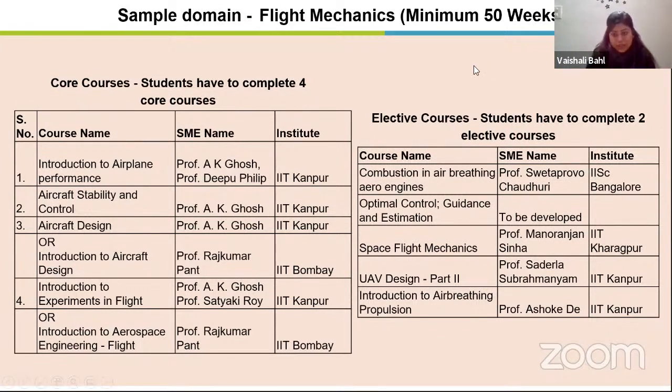Along with this, there are 2 elective courses, which are on your screen as well. Based on their choice, they can select any 2 elective courses. The criteria is the same. They have to obtain more than 60% if they want the domain certificate, and within the time limit of 3 years.